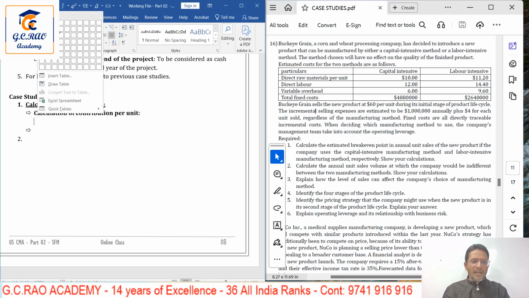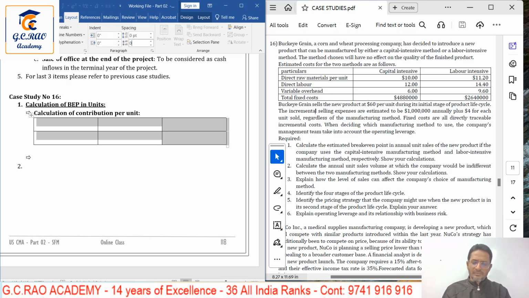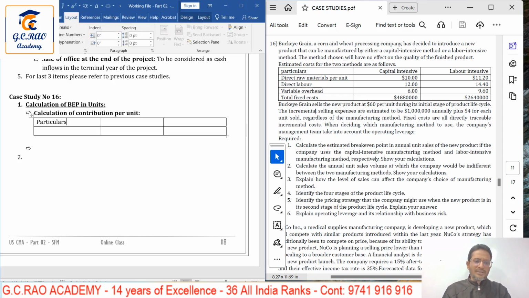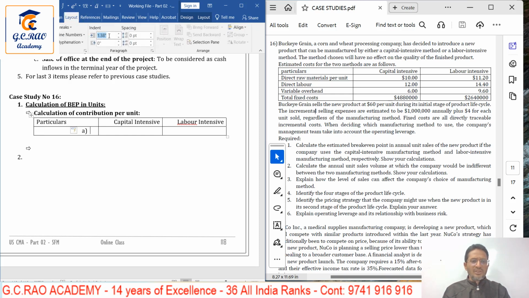Below that, draw a 3-column table. Your table should comprise 3 columns. First column, particulars. Next one, capital intensive. Next one, labor intensive. Under particulars, record small a: selling price per unit. In both the columns record 60.